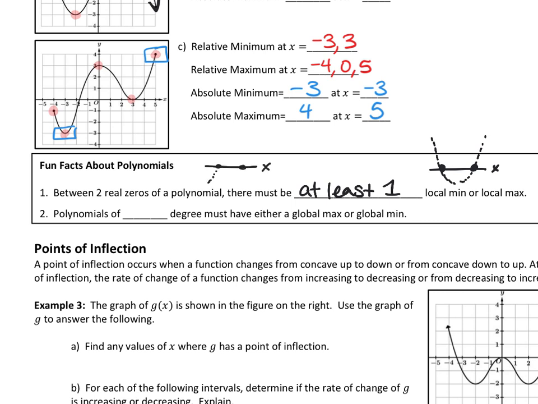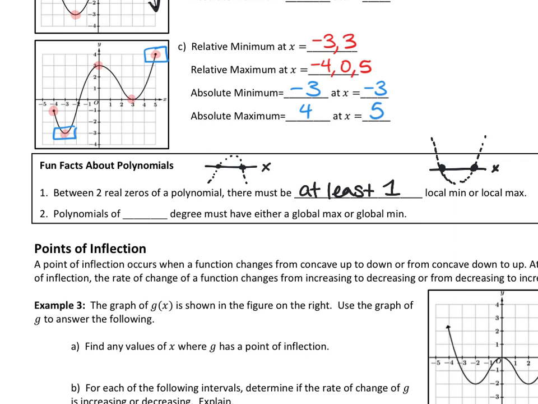Now let's say that it didn't look like that and that instead between these 2 points on my x-axis it went up like this. I still have to go back and touch that axis, so what has it created on the top? So between any 2 zeros, there is at least one turning point because it has to go through the x-axis, turn around, and come back down through the x-axis. So there is at least one local max or local min.